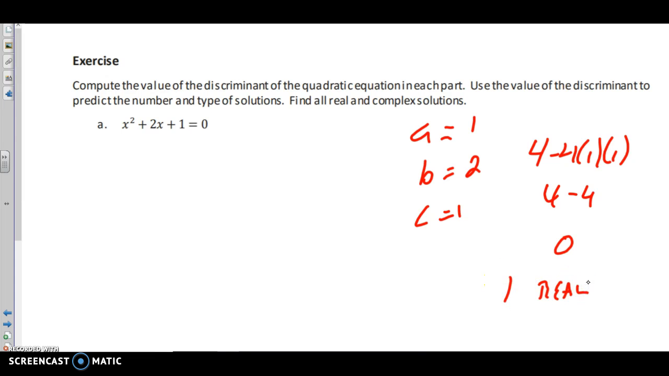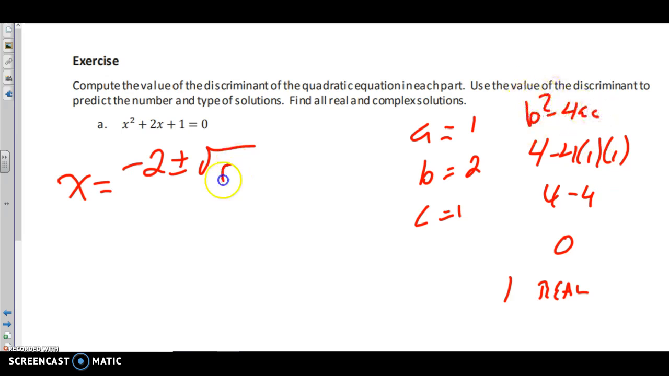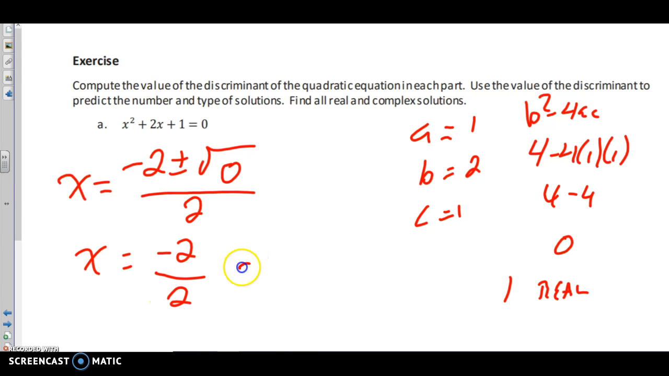So let's take a look, see if I do have one real solution. X equals negative b plus or minus the square root, and I already have this b squared minus 4ac, all over 2a. So I have negative 2 plus or minus 0, which is just going to be negative 2 over 2. X equals negative 1. So that is my one real solution.